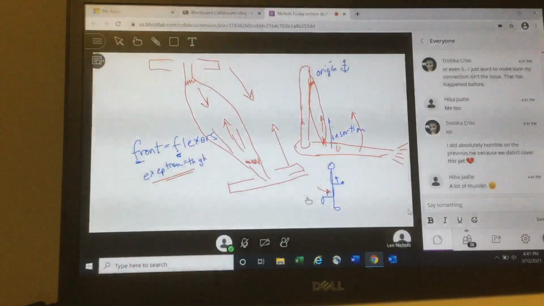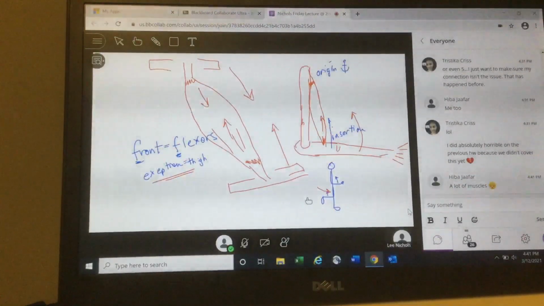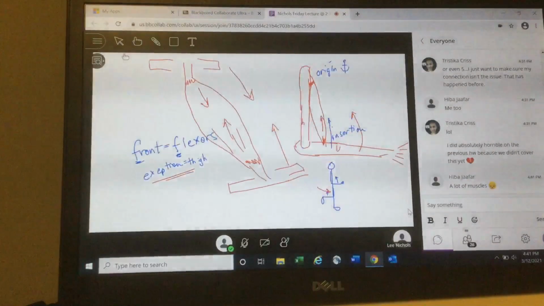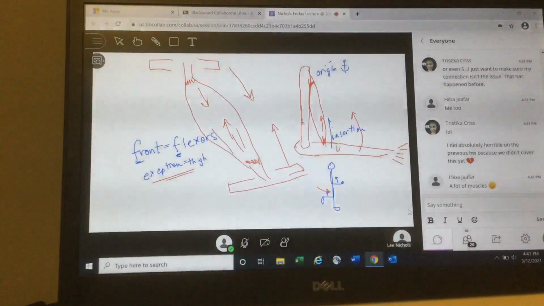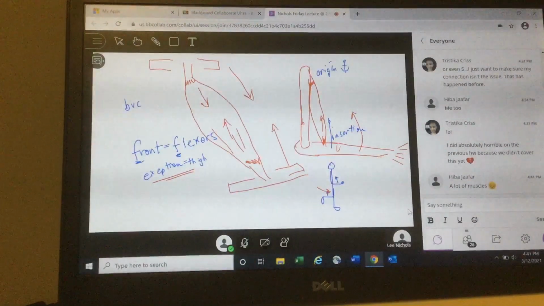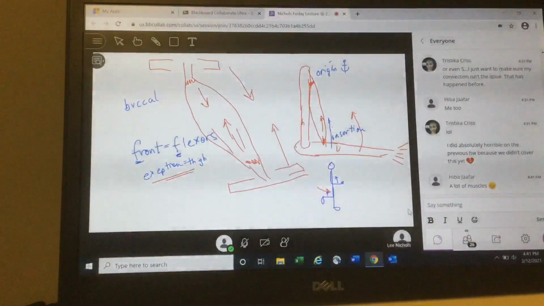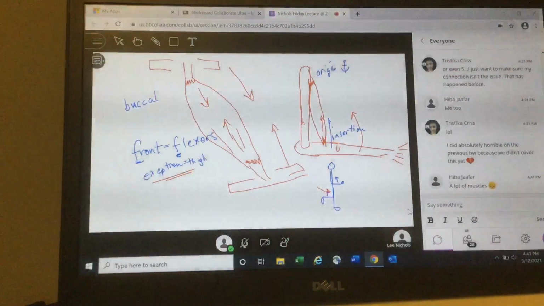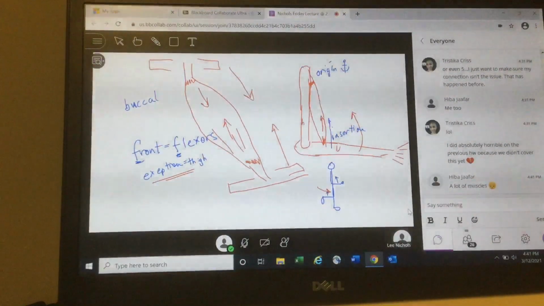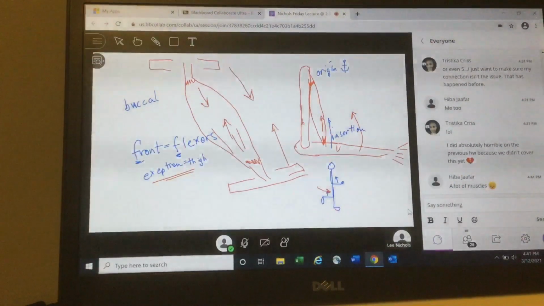Buccinator and zygomatic are a couple of different muscles. The buccinator is in your cheek. In fact, the word buccinator comes from the word for the cheek cavity, the buccal, B-U-C-C-A-L, the buccal cavity, which is that space just inside your cheeks, between your cheeks and your teeth. That space is called the buccal cavity.